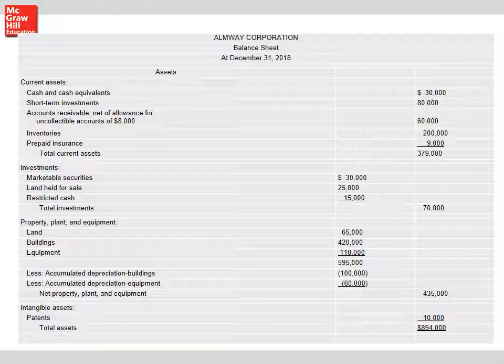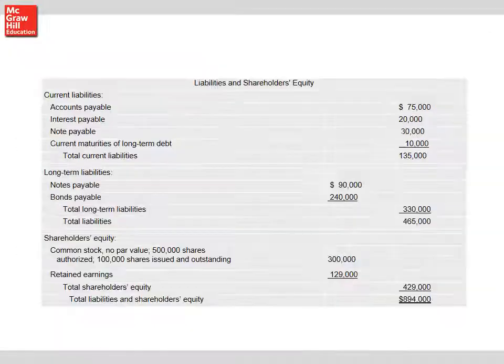Okay, so let's see what happens with the liability side. Remember, current liabilities, long-term liabilities. The current liabilities start with accounts payable of 75,000, interest payable 20,000, note payable. They tell us in number 4 here's what makes up that 130,000 balance in notes payable on our trial balance.